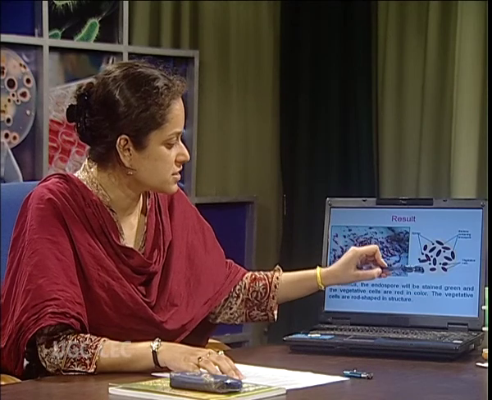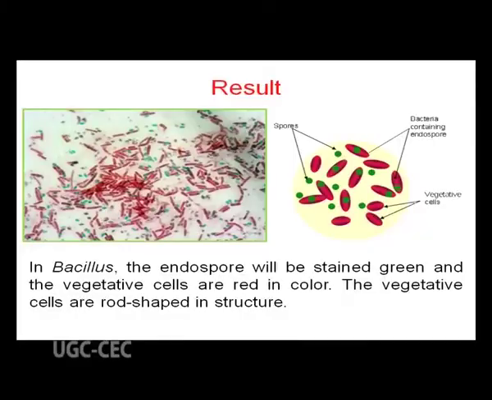Those vegetative cells which do not contain any spores will take up the counter stain only, that is, they will appear red only. And those vegetative cells which contain endospores will appear green within red cells. Now, the position of the endospores helps in the identification of the genera of bacteria. So, in this way, through endospore staining, in which we use differential staining, we can identify the genera of bacteria which are pathogenic to human beings.